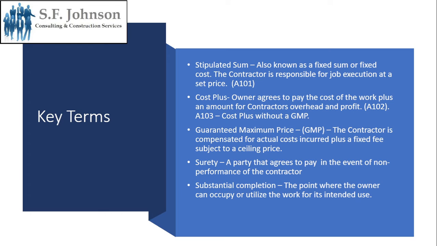Another term is cost plus, which is cost plus a certain percentage that is agreed upon. So the owner agrees to pay the cost of the work plus an amount for the contractor's overhead and profit, and that form is A102. Then document A103 is a cost plus with a GMP. What is a GMP? A guaranteed maximum price. So you have a price that is guaranteed, where the contractor is compensated for actual costs incurred plus a fixed fee, subject to a ceiling price. So the fixed fee is the GMP.